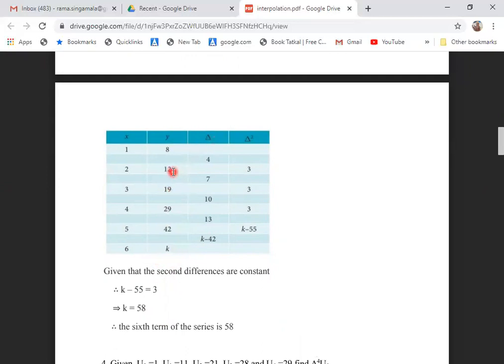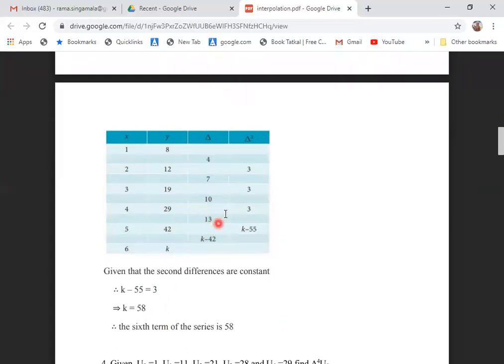First order differences. Successive minus preceding. 12 minus 8, 4. Successive minus preceding. 19 minus 12, 7. Successive minus preceding. 29 minus 19, 10. 42 minus 29, 13. K minus 42 will be as it is.